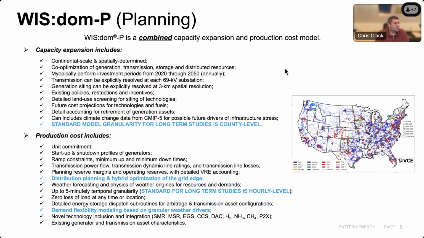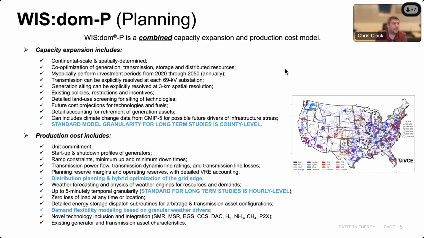So just to give some grounding of what Wisdom P is, which is the planning version of the model, we try and combine as much as possible production cost and capacity expansion together. And what I mean by that is we're trying to include as much as we can across a continental scale of things that are in a production cost model. And we're also trying to do capacity expansion as well. And we do that myopically year on year through the long term. And what we've been able to do with some techniques, which I'll go into during this talk, is bring in some distribution planning effects that will change how the solution looks for the utility scale, but keeps the system separate because they're at different scales.